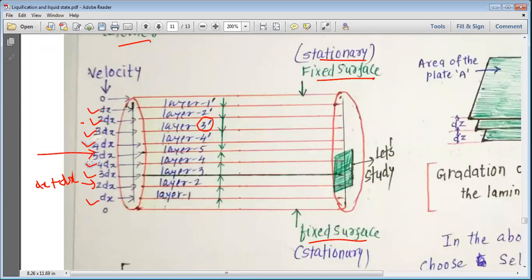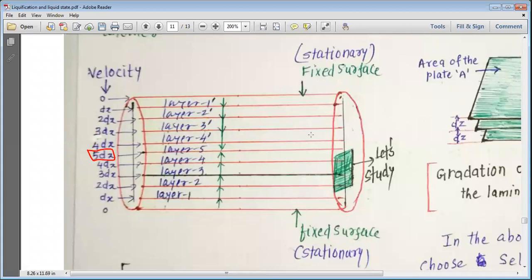So this is how you can easily understand that this fifth layer has got the highest velocity, which is the 5 dx. So this is how the liquid makes layers, and they flow with one another. That is what I have explained.